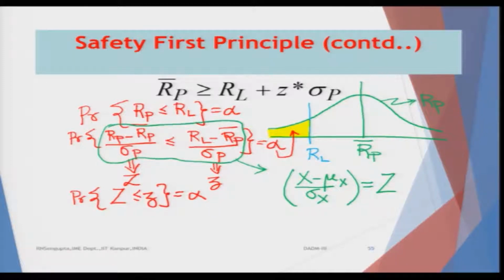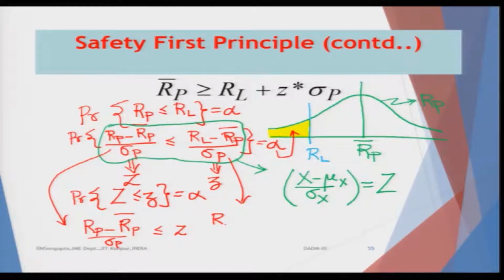Now if I expand it, obviously this becomes small z. So you utilize this formula. I am going to use the same color. So that is Rp minus Rp bar by sigma p is less than or equal to small z. This will be RL, sorry, this is RL, okay, this value. So this is equal to capital Z, and the right hand side other part.